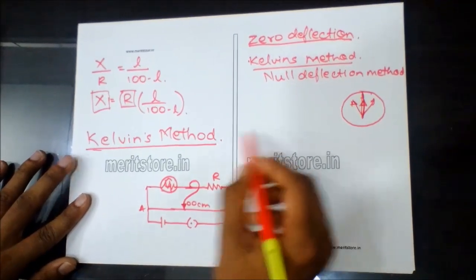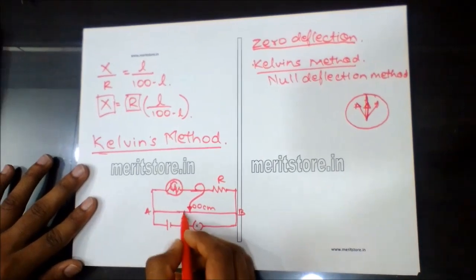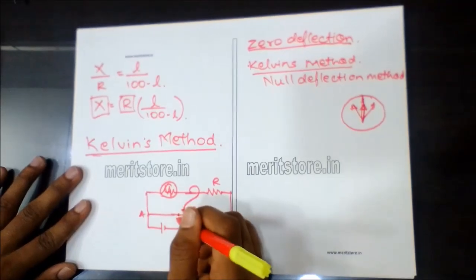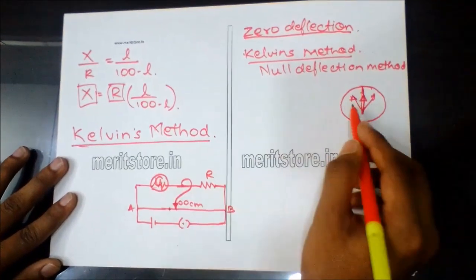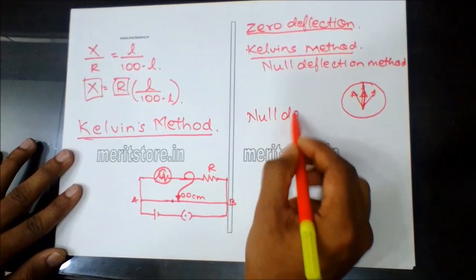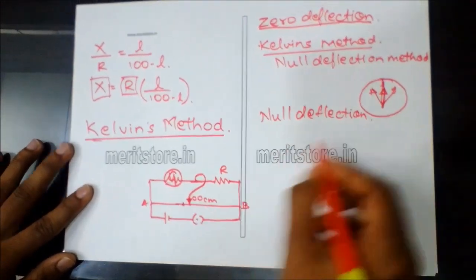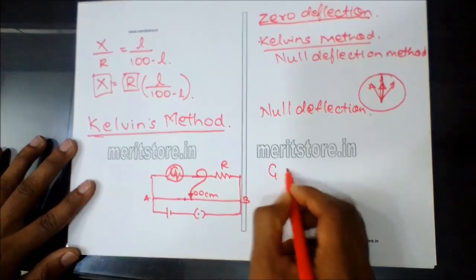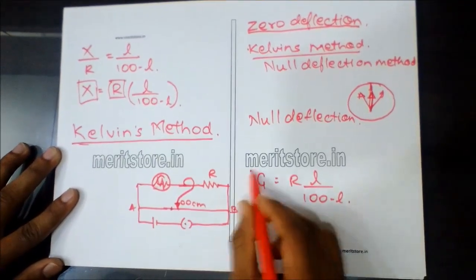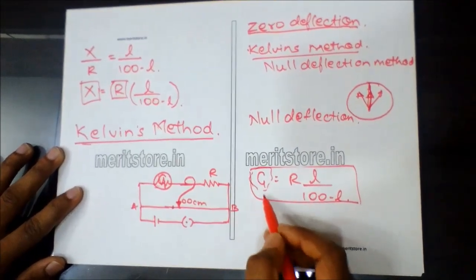Using this concept, we find the specific point on the meter bridge where, even without touching the wire with the jockey, the galvanometer shows the same deflection, hence the term null deflection. The bridge is said to be balanced, and the condition of balance is G equals R times L upon 100 minus L. This relation is again used to find the unknown resistance of the galvanometer.